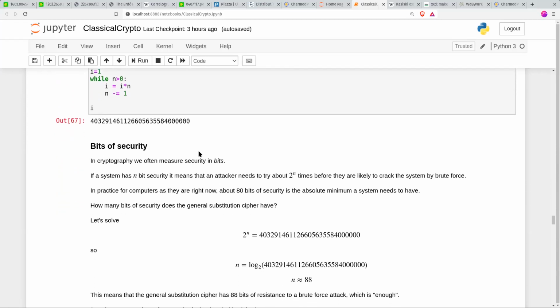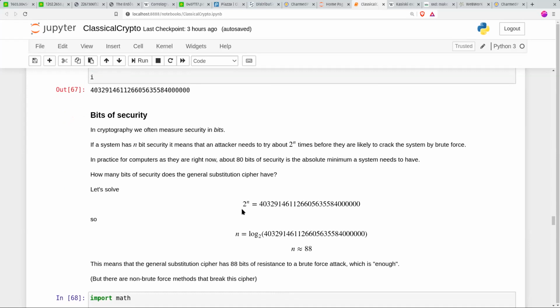Normally in cryptography, we measure security in bits. If a system has n-bit security, it means that an attacker needs to try 2 to the n times before they're likely to crack the system by brute force. As a rule of thumb, 80 bits of security is what you need. You might prefer 128 bits or even 256 bits, but at minimum you need 80. So how many bits of security does the general substitution cipher have?